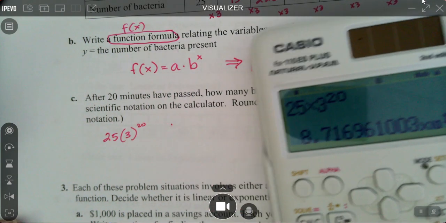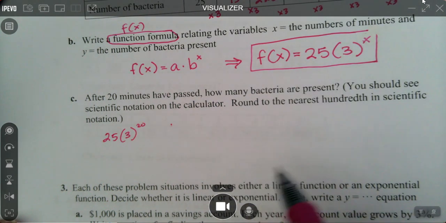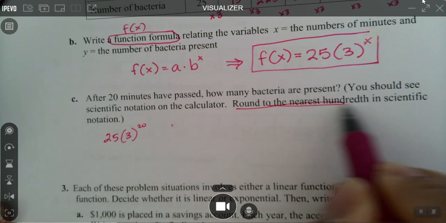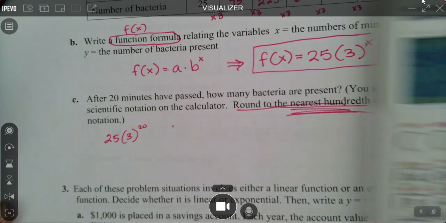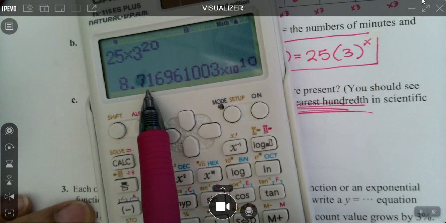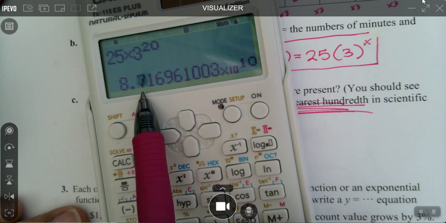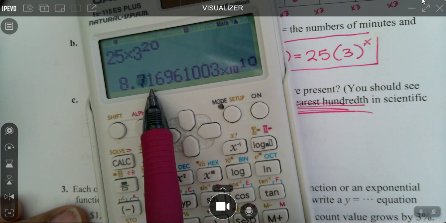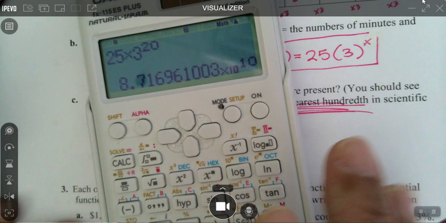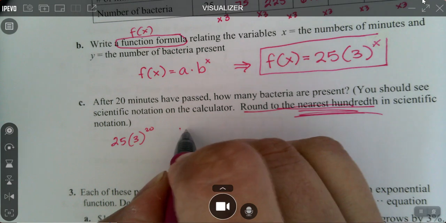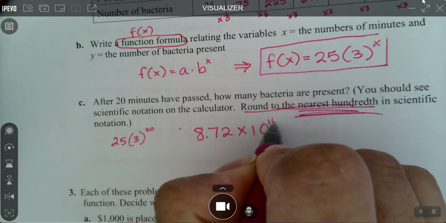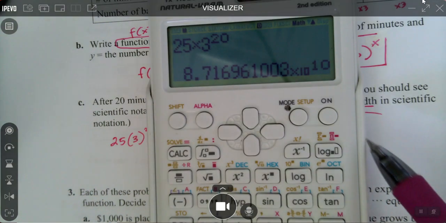Okay, and then it says round to the nearest hundredth in scientific notation. Okay, so the nearest hundredth, that's what, 2 decimal places? So I want the 8, the point, the 7, the 1, but the 1 is going to move up to 2, correct? So it's going to be 8.72 times 10 raised to the 10. Where'd I get that from? From over here.